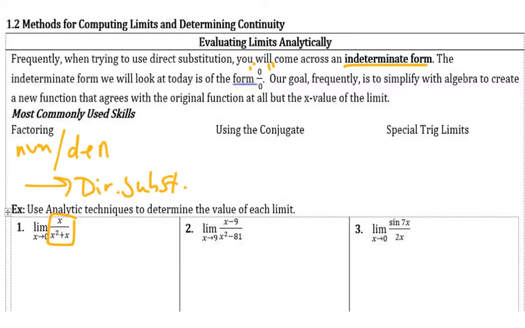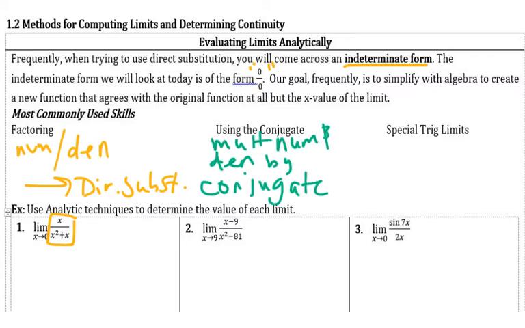Another algebra tool that we can use is using the conjugate. If we have some sort of radical in the bottom that's creating 0 in the denominator if we're using direct substitution, then it is possible that we just need to multiply both the numerator and the denominator by the conjugate, and that could solve our issue of getting indeterminate form when we're using direct substitution.